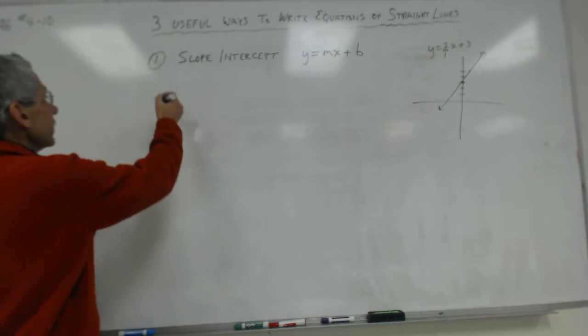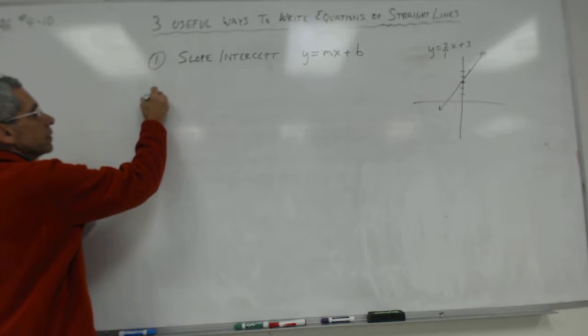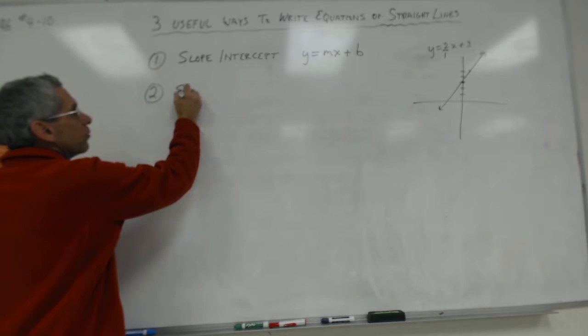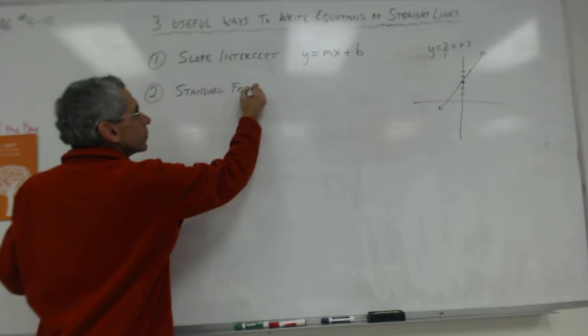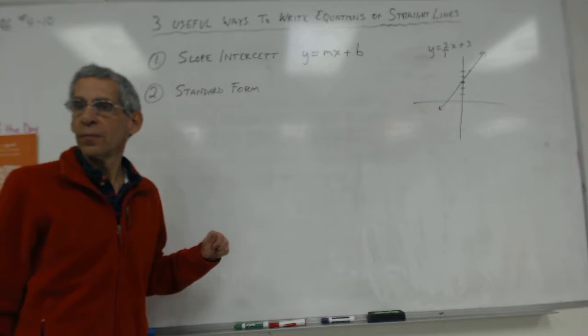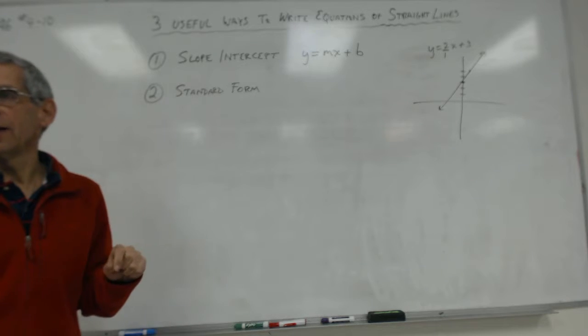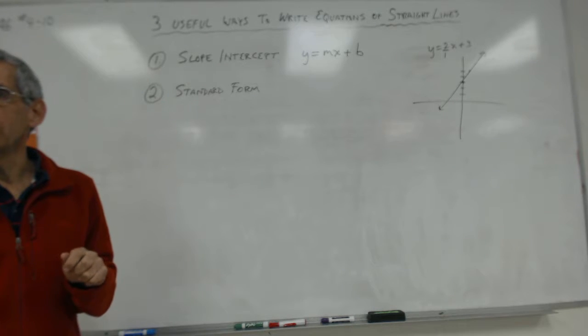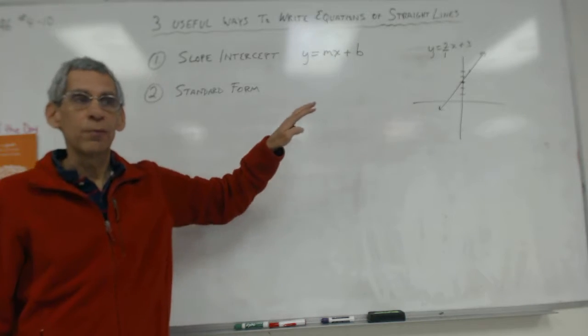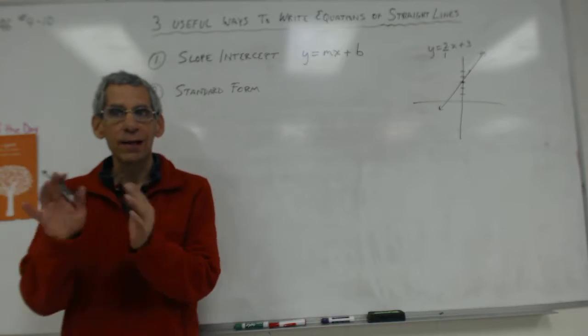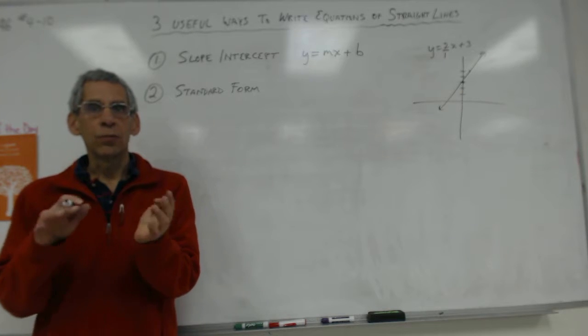Okay, great. All right, number 2. Standard form. What is the formula for standard form? Caleb, what's the formula for standard form? I'm not sure. Okay, Harrison. This is a different type of equation. Does anybody remember? It's where the x and the y are on the same side of the equal sign. They're both on the left side.